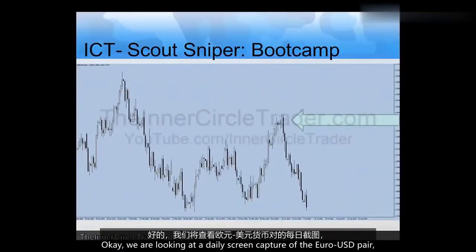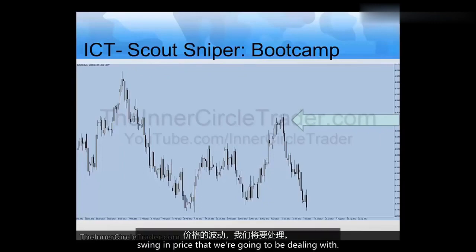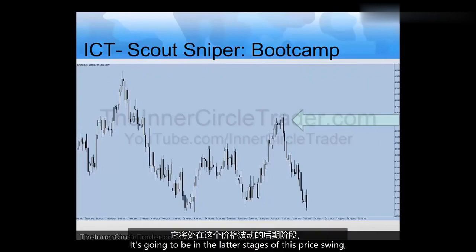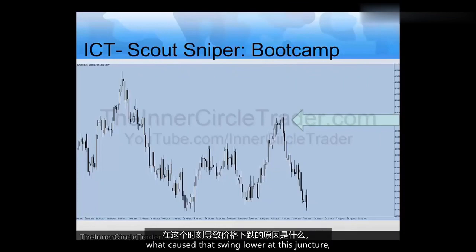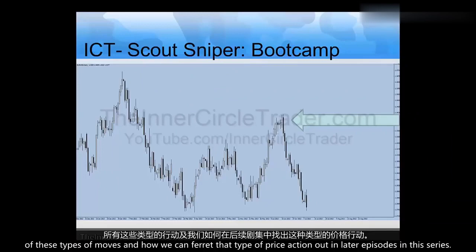Okay, we are looking at a daily screen capture of the Euro USD pair, and this is a daily chart again. It's specifically highlighting a swing in price that we're going to be dealing with. It's going to be in the latter stages of this price swing, but it's not imperative that you understand what caused that swing lower at this juncture, because we will cover in greater detail all of these types of moves and how we can ferret that type of price action out in later episodes in this series.